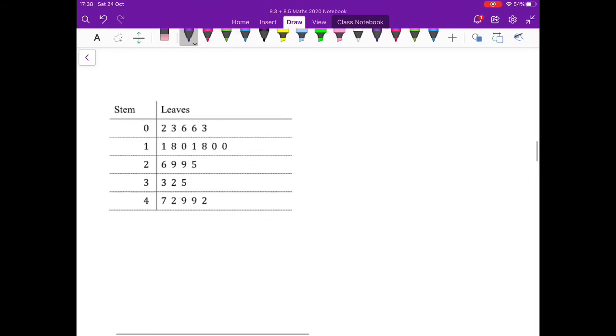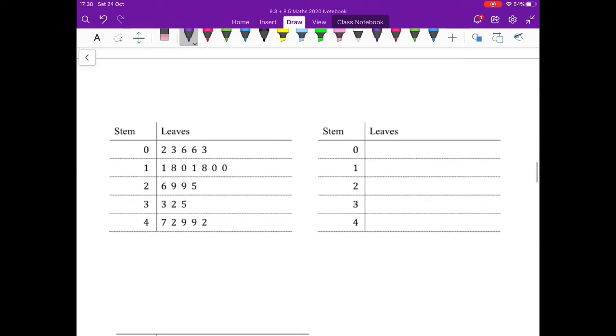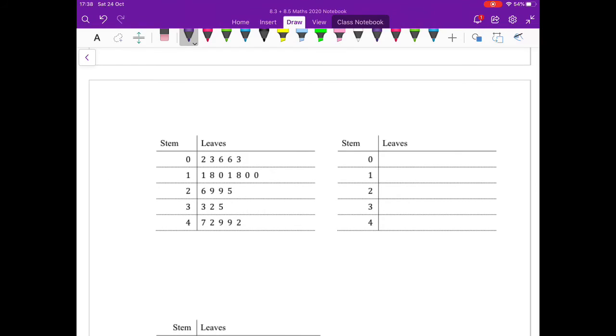But we've just put the leaves on, and there is no order. So now we're going to order that set of data. I've already filled in my tens. Now I'm going to look at my leaves here, my units, and you will see that the lowest digit is a 2. So I'm going to write down a 2. Then I have 2 3s, and then 2 6s.